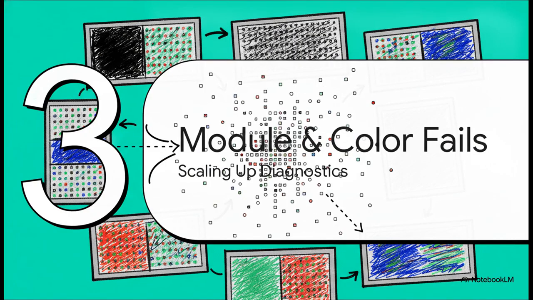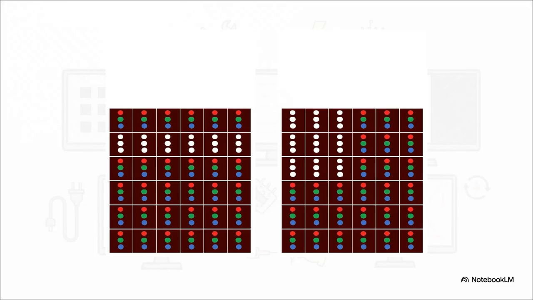Let's move to Section 3, Module and Color Failures, and see how this builds. We are scaling up slightly here, moving from those individual microscopic pixels to entire sections failing on a specific LED module. Now check out these 2 common faults. Visually, they look really similar, but diagnostically, they point to entirely different chips.